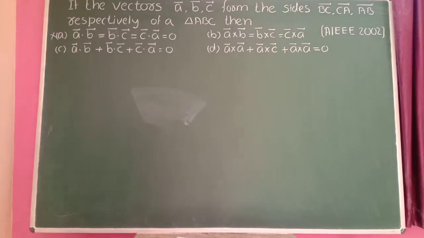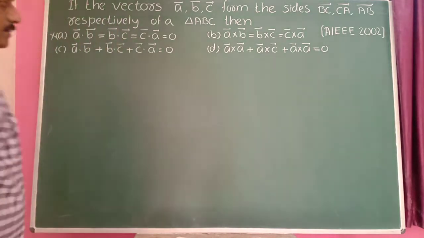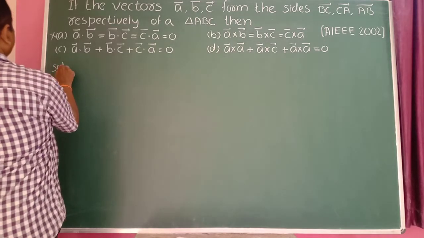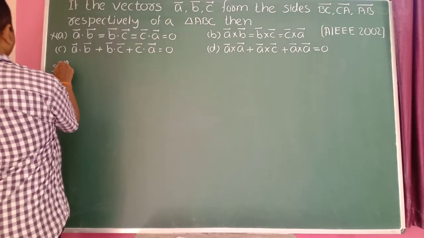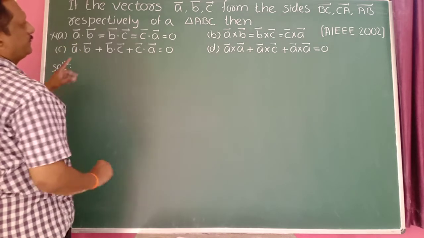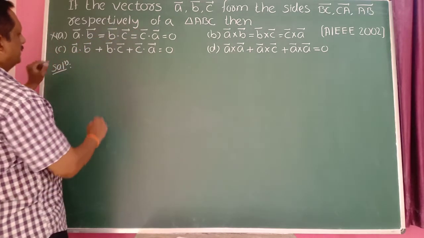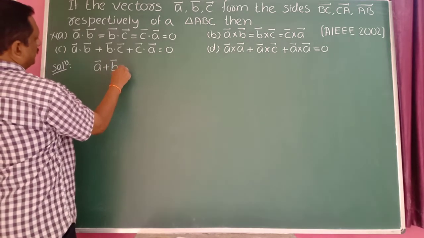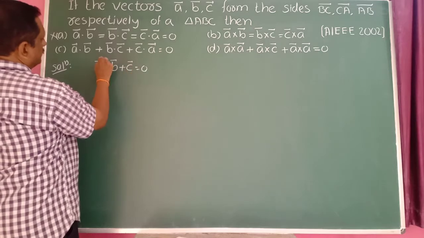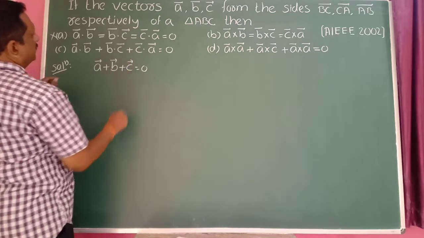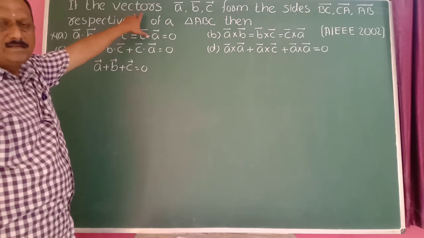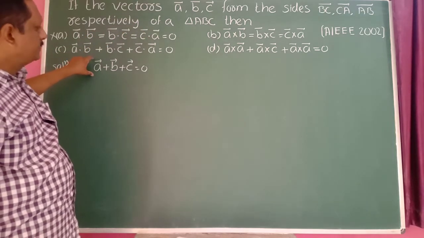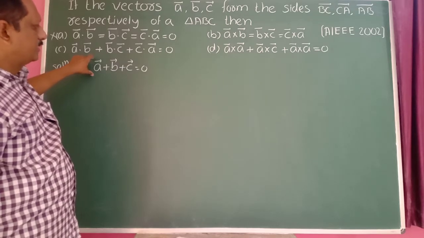Next, second option here. Let us consider here if A bar, B bar, C bar form the sides of a triangle here, then obviously the vector A bar plus B bar plus C bar is equal to 0. So remember it here. If A bar, B bar, C bar are the sides of a triangle here, then this condition is satisfied: A bar plus B bar plus C bar equal to 0.